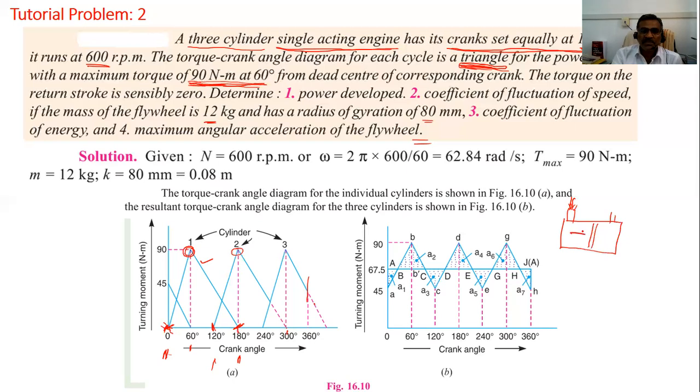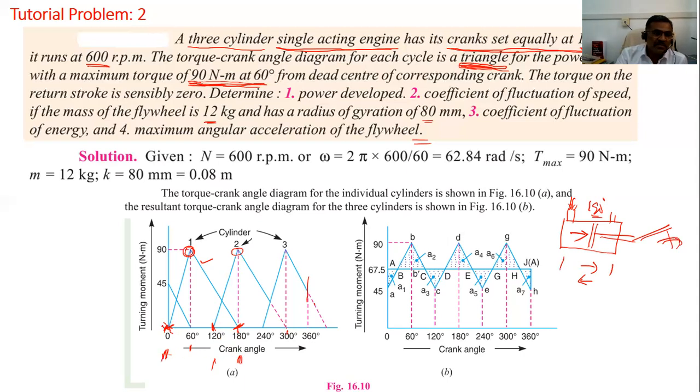The steam applies a force on the piston, and this is converted into torque. So torque is developed only during one stroke. On the return stroke, power is not produced. How many degrees is one stroke? Only 180 degrees. So for one cylinder, power is produced over 180 degrees.